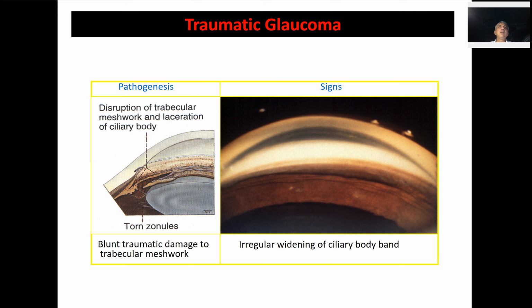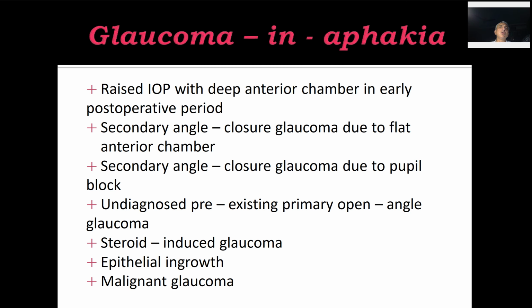So angle recession is an entity which needs to be looked for in patients with trauma, and if they have angle recession, they'll probably need glaucoma therapy for the rest of their life. Glaucoma can also be seen in aphakic patients due to many associated things. We'll go through the different scenarios, which include raised IOP with deep anterior chamber in the early postoperative period. You can get secondary angle closure due to flat anterior chamber, secondary angle closure due to pupil block, undiagnosed pre-existing primary open-angle glaucoma, steroid-induced glaucoma, epithelial ingrowth, and malignant glaucoma.